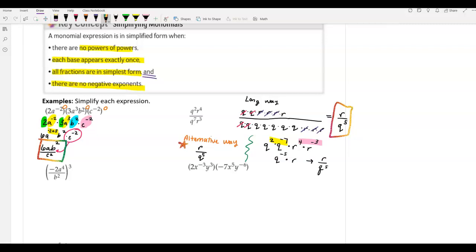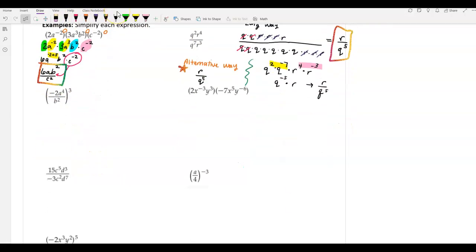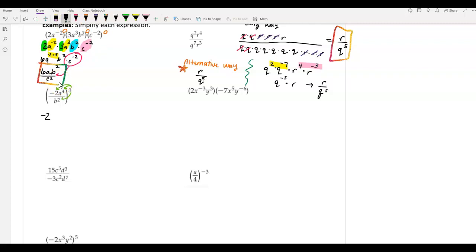So just recall that. All right, next example. We have a power to a power, and that power is going to be distributed to every single term inside the parentheses. Every single term. So the 3 goes to the negative 2, and it goes to the a to the 4, and it goes to the b squared. So when we rewrite this, we get negative 2 cubed, a to the 4 times 3, over b squared times 3.